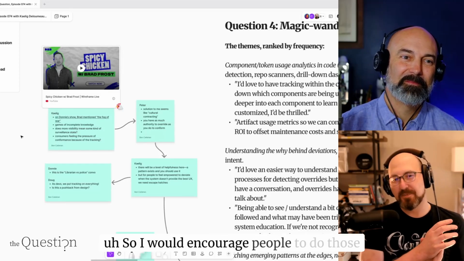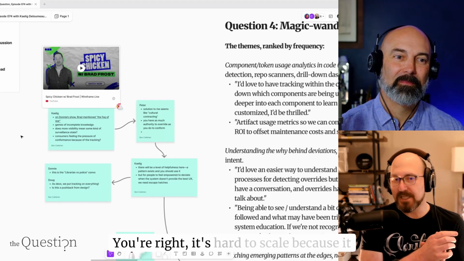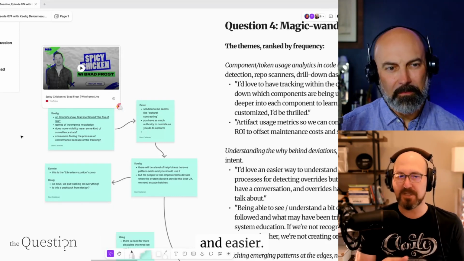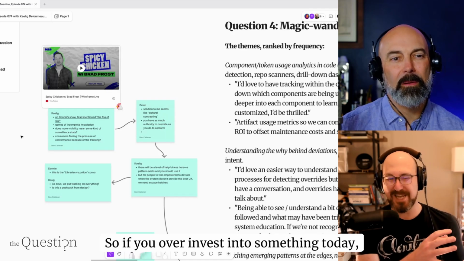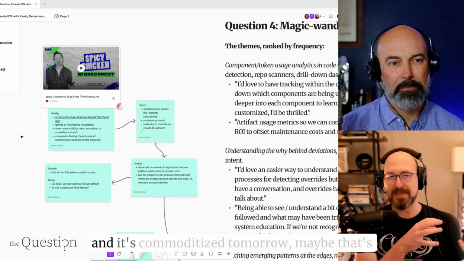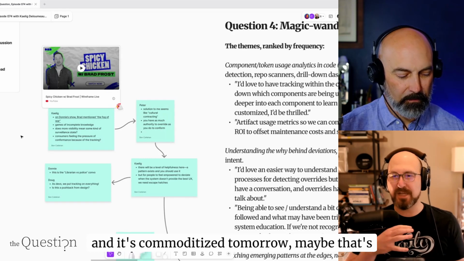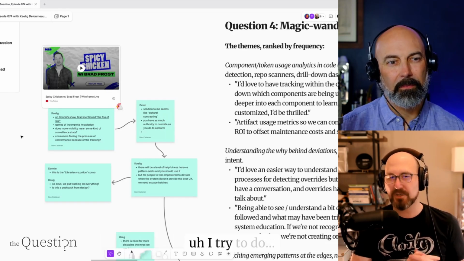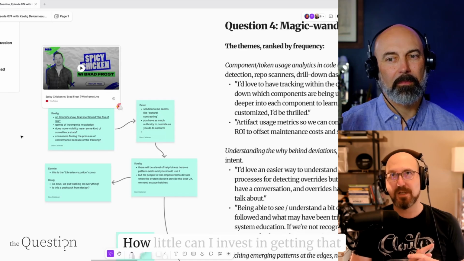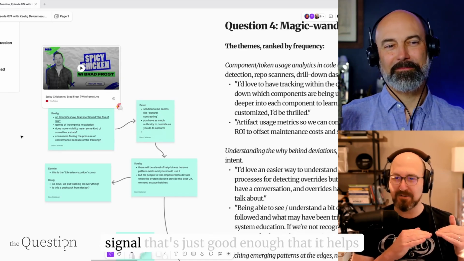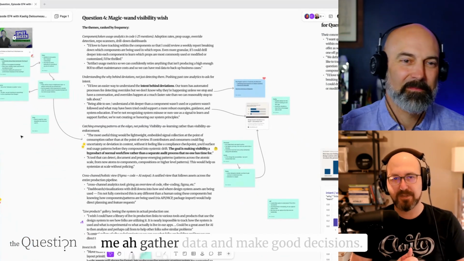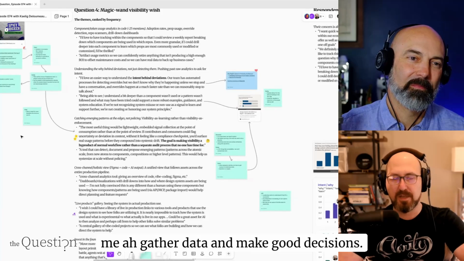So I would encourage people to do those things. You're right. It's hard to scale because it keeps on evolving. The tooling around this is becoming easier and easier. So if you overinvest into something today and it's commoditized tomorrow, maybe that's time you could have spent doing way more important things. So I try to do how little can I invest in getting that signal that's just good enough that it helps me gather the data and make good decisions.